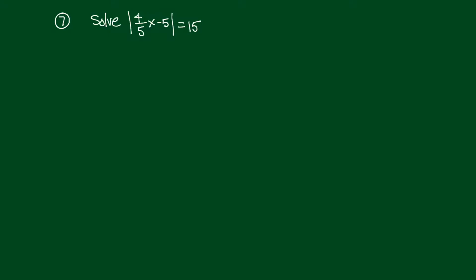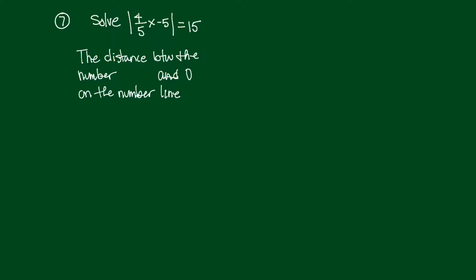To solve this equation that involves an absolute value, I'm first going to translate it from symbols into an English sentence. Now we're working with absolute value on the left side, and we know absolute value represents distance. So here's my template. This is what I'm going to write every time I see one of these, and I got a blank field right here, and what goes in this blank field is exactly this. So here's how we translate this.